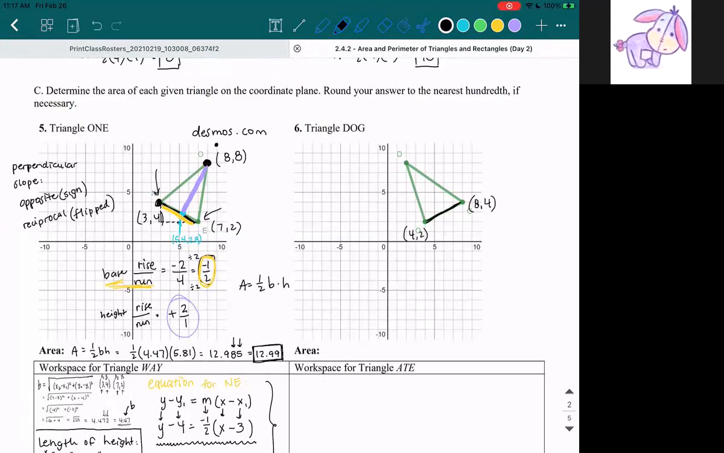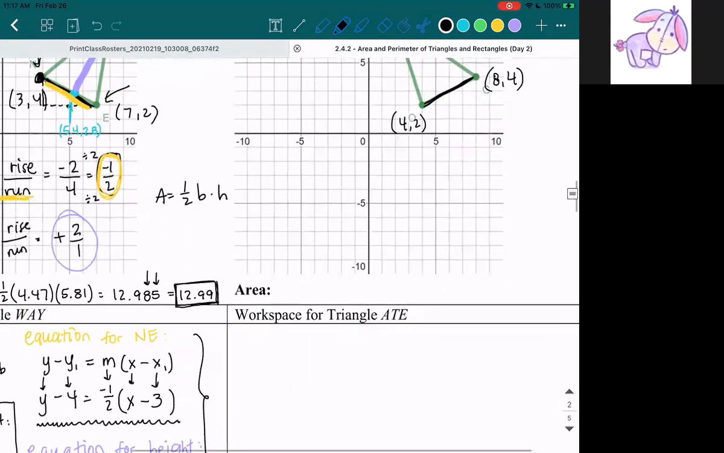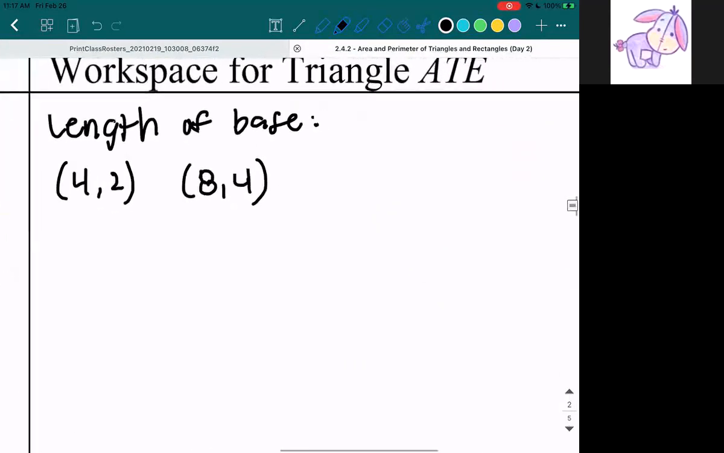Okay, so we can calculate the length of the base in our workspace, which I know is very small, but we can still calculate that. I'm going to write it over here, length of base. Remember the points are 4, 2 and 8, 4. I'm going to zoom in a ton just because I know I will run out of space later. So we are going to calculate the length of the base using these 2 points because these are the 2 endpoints of our base.